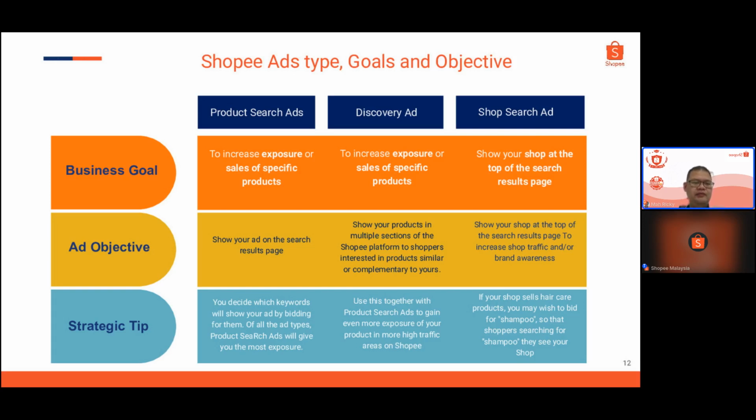You decide which keywords will show your ADS by bidding for them. For me, this is more on the keyword part. Normally my suggestion is to add keywords related to the product. This is quite important, this is a tip. We must add related keywords with the product. Don't add, for example, if your product is a mouse, but you bid on a keyword that is not relevant.